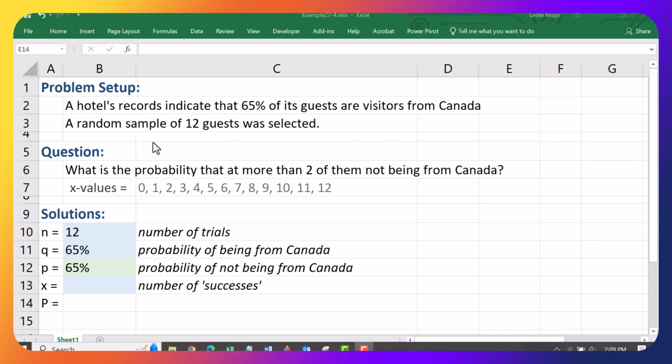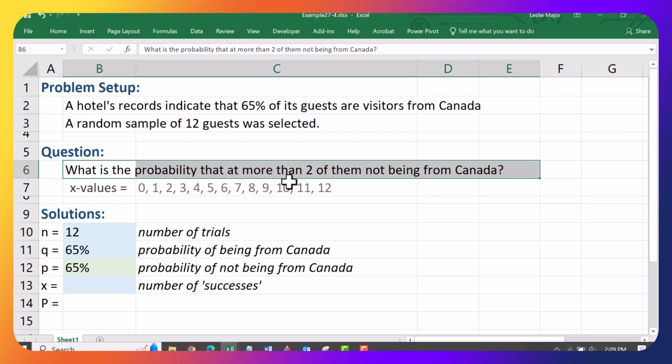In this example, we're going to look at the following problem. Let's say a hotel's records indicate that 65% of their guests are from Canada. A random sample of 12 guests is selected. What is the probability that more than 2 of them are not from Canada? Or what is the probability of more than 2 of them not being from Canada?